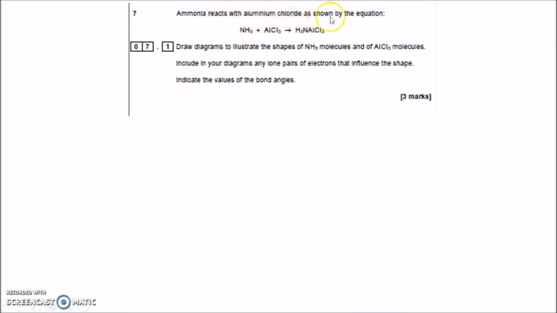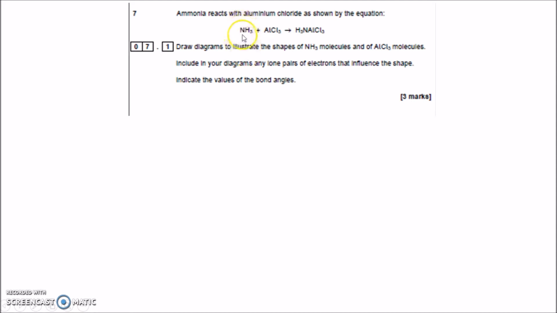Ammonia reacts with aluminium chloride as shown by the following equation. So ammonia is NH3, aluminium chloride is AlCl3. Draw diagrams to show the shapes of NH3 and AlCl3 molecules. Well, nitrogen's in group 5 of the periodic table, so it's got 5 electrons in its outer shell. 3 of those electrons will be in bonded pairs with each of 3 hydrogens. So 3 are used in 3 bonding pairs, and there's a lone pair left over.